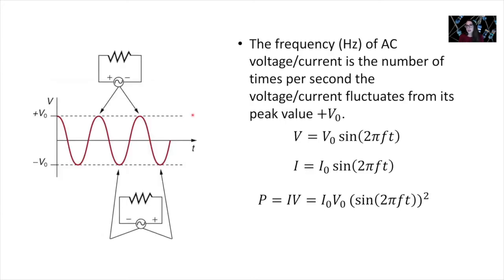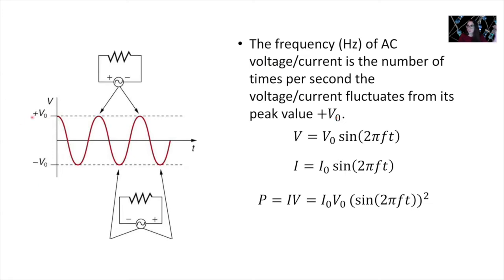Alternating current has a frequency. The frequency, in units of hertz, of alternating current or voltage is the number of times per second that that voltage or current fluctuates from its maximum value, its peak value of V sub naught here. So in all these equations, V sub naught, that's the maximum potential that our alternating current can achieve.